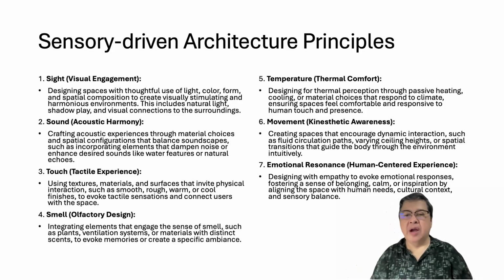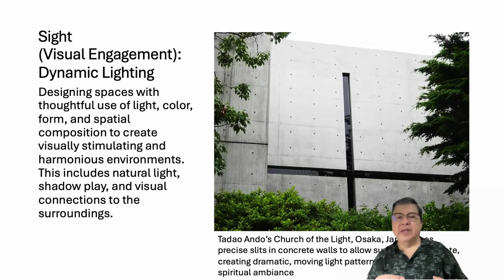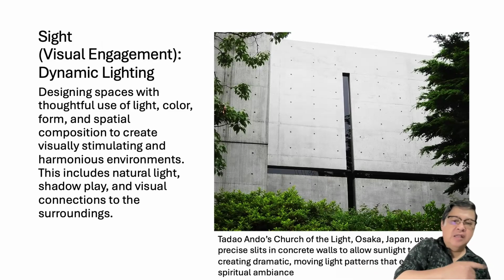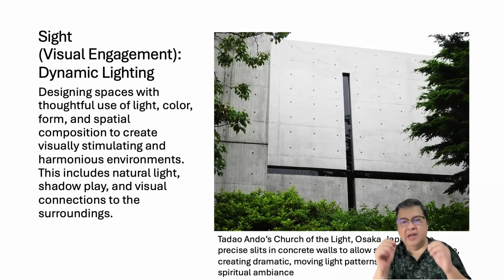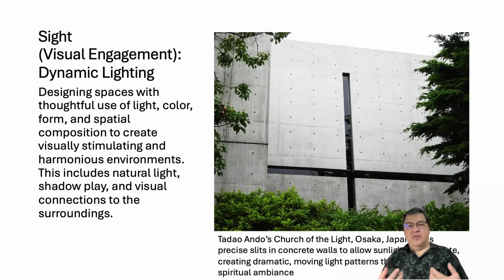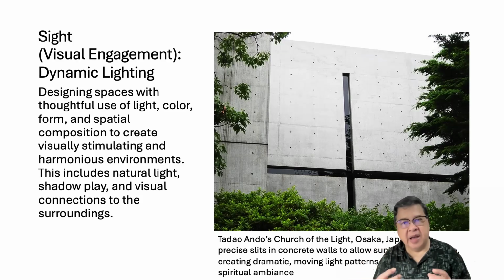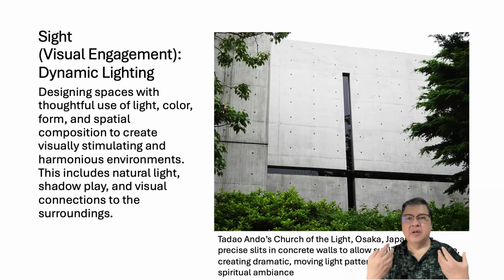We'll start with the first example or case study, which is Tadao Ando's Church of the Light, Osaka, Japan, which uses precise slits in the concrete walls to allow sunlight and create dramatic moving light patterns to create a spiritual ambience. If you look from inside the sermon space where you have the cross, you see it is the light coming through those slits that makes it so dramatic.